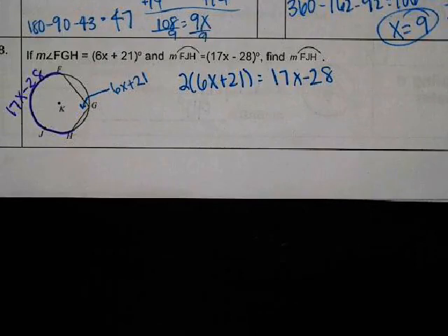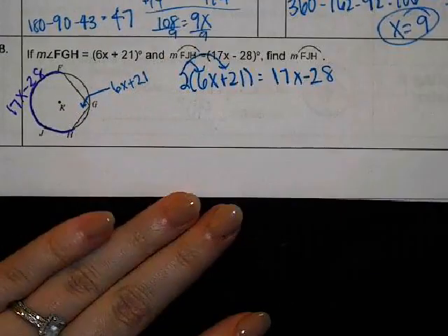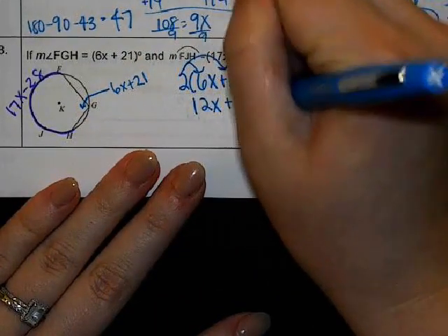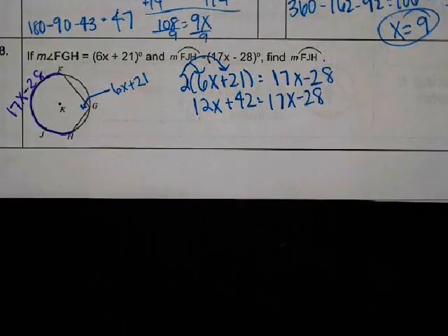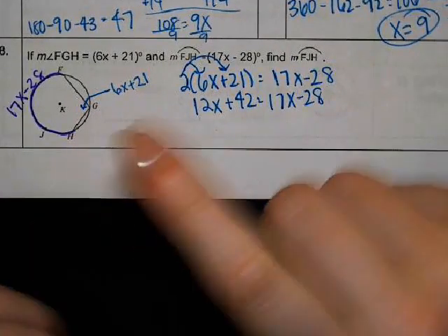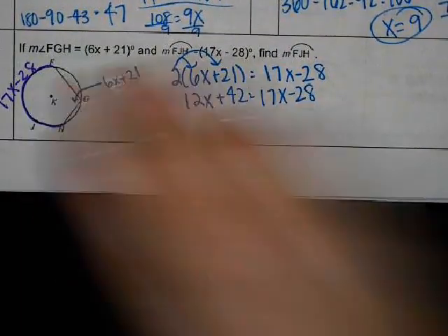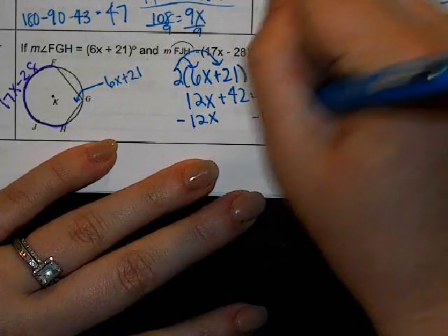Because I have parentheses, I've got to distribute that 2 through both things. That gives me 12x plus 42. Then I've got to move stuff over. Unfortunately, my bigger x value is on this side, so I'm going to move my letters to that side. And then I'm going to get my constants on the other side.